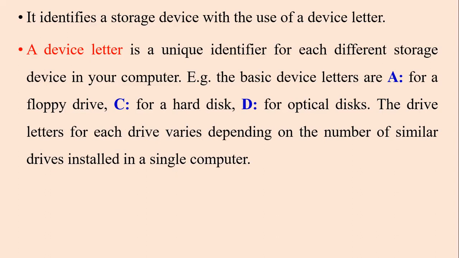And therefore, the drive letters for each drive vary depending on the number of similar drives installed in a single computer. In this case, if, for example, your computer contains two floppy disk drives, two hard disk drives, two optical disk drives, and, for example, a flash disk drive, then the letters for floppy disks will be A colon and B colon. The drives for the two hard disks will be C colon and D colon. Then the two drives for optical disks will be E colon and F colon. And therefore, in this case, the flash disk drive will be given the next drive letter in that order.